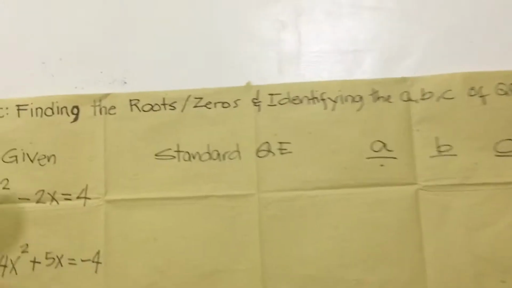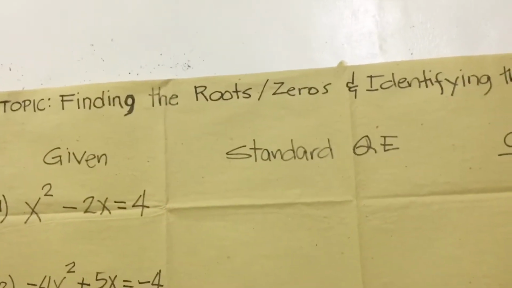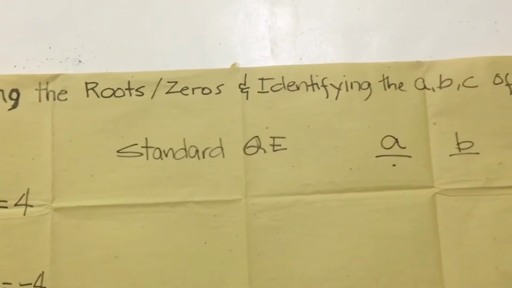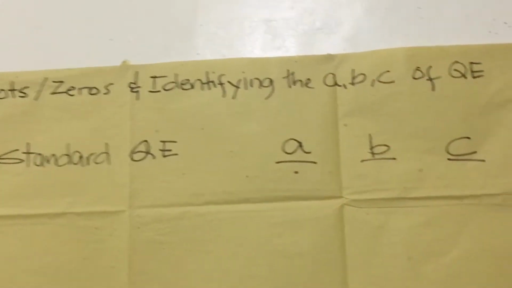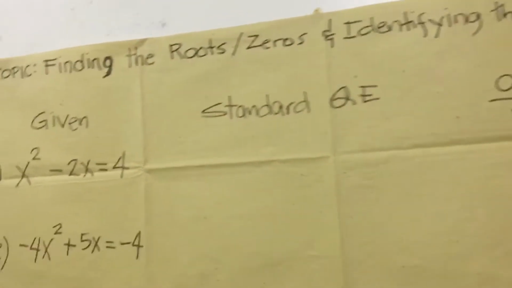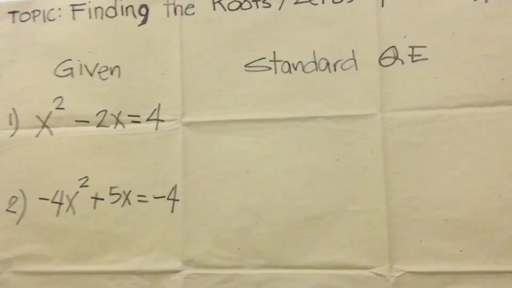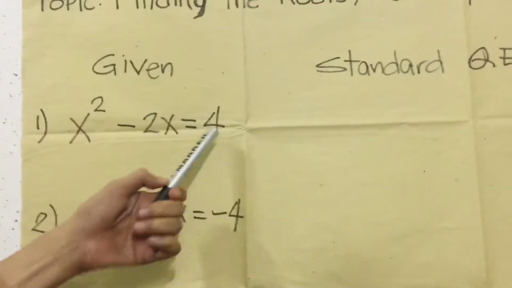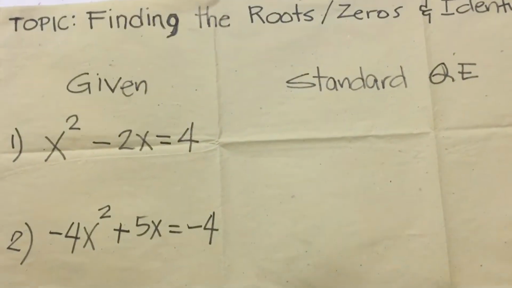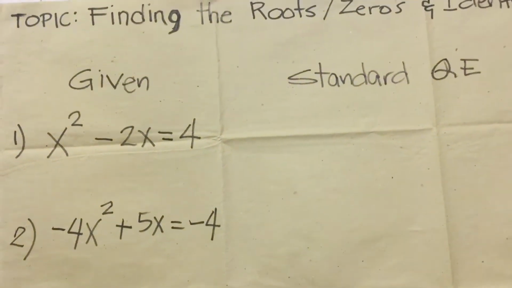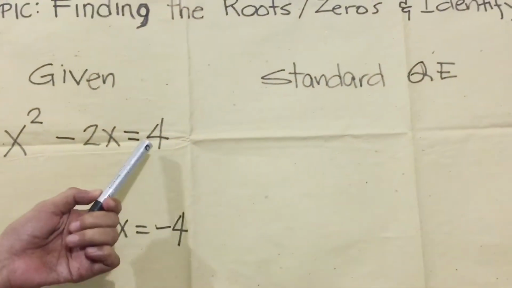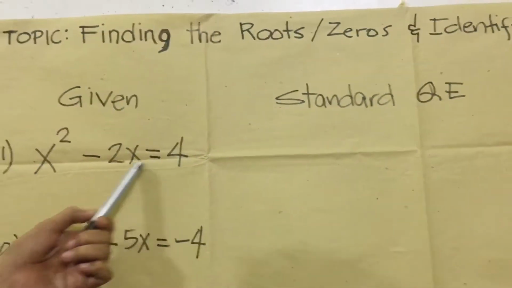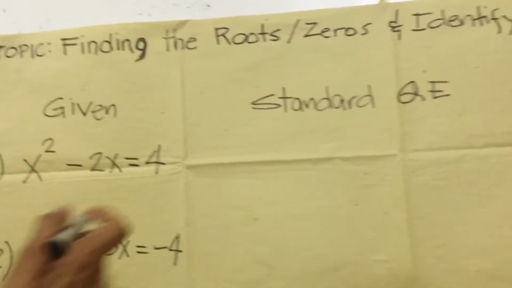Our topic this day is about finding the roots or zeros and identifying the ABC of quadratic equation. The given is x squared negative 2x equals to 4. Kailangan yung standard quadratic equation ay equals to 0. Hindi po siya equals to 0. So we're going to rewrite this one.